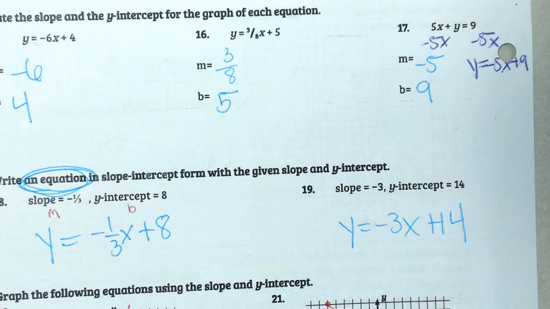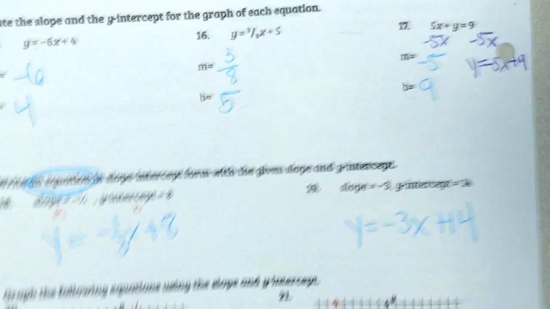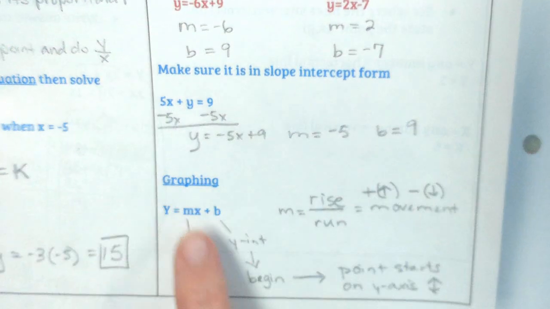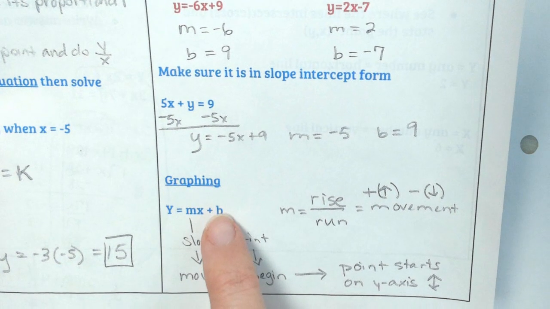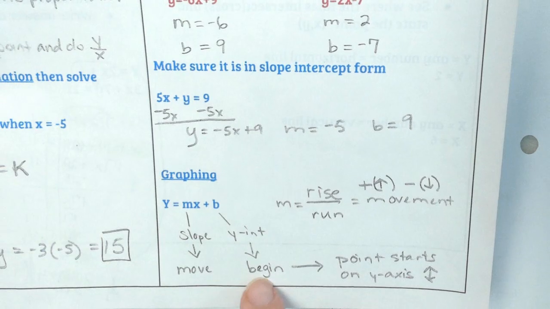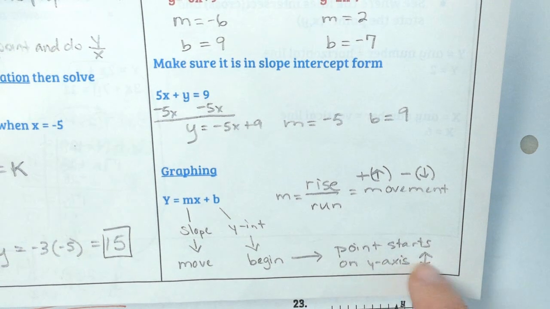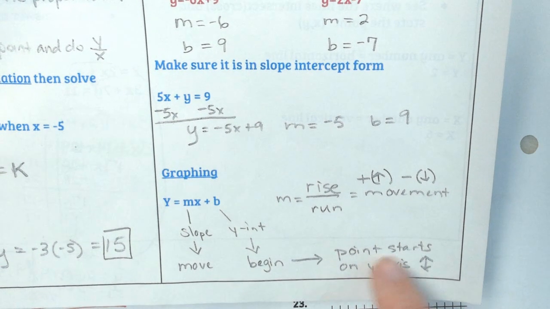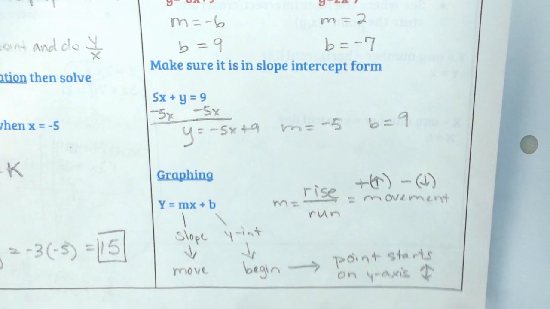Go ahead and flip the page if you're ready. Any questions? Okay. The next one's graphing here. And again, this is still the same box. It's just below it. For graphing, y equals mx plus b. Remember, m is your slope. That's my move. Y-intercept is my b value. That's where I begin. Remember, you start your point on the y-axis. Even shows you y-axis goes straight up and down. So begin on your y-axis, then do your move, your rise over run for your movements.